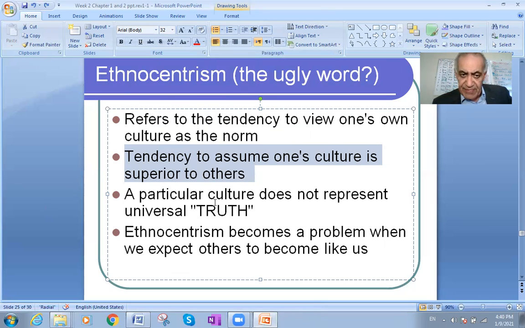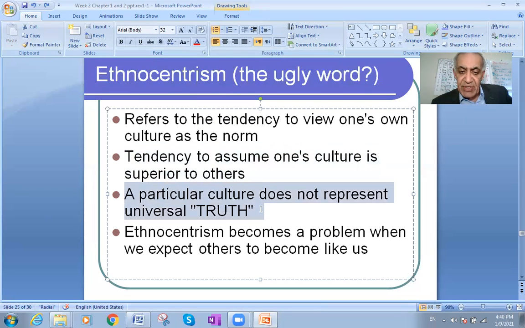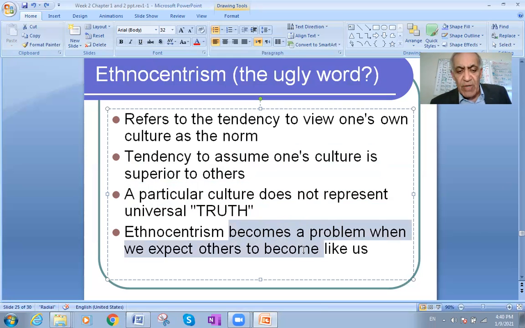This is the point. A particular culture does not represent universal truth. Who said you can impose one culture on the whole world? You cannot do that. Ethnocentrism becomes a problem when we expect others to become like us.